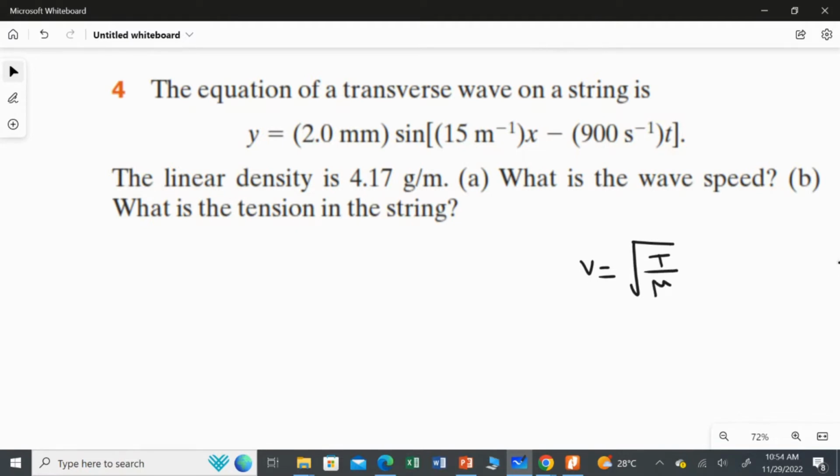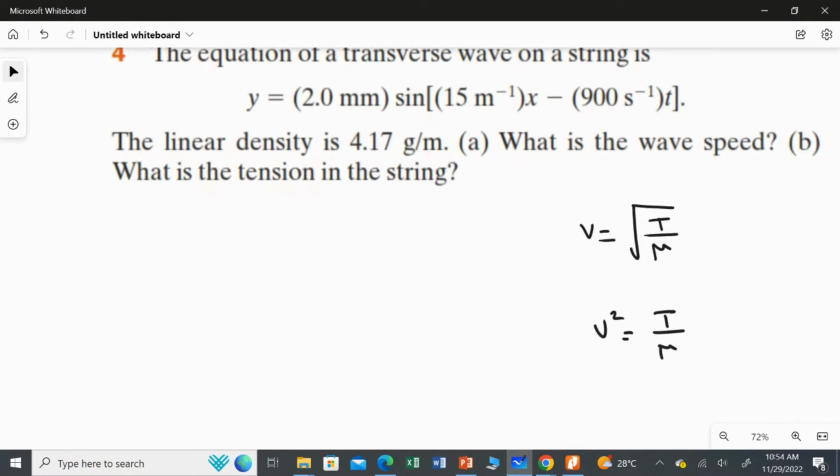Now in this equation, first we are going to find the speed. In the second question, we are going to find the tension. For finding the tension, it's very easy. I'm going to use the same rule, but I have to square both sides to discard the square root. The left hand side becomes v squared, the right hand side becomes T over mu. If you rearrange this in terms of tension, T equals v squared multiplied by the linear density.